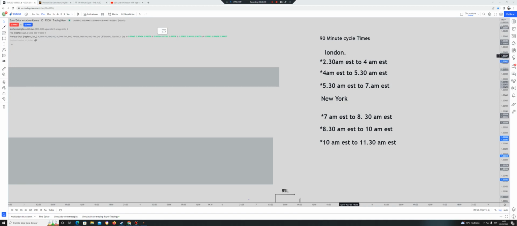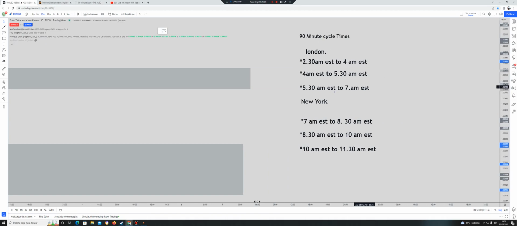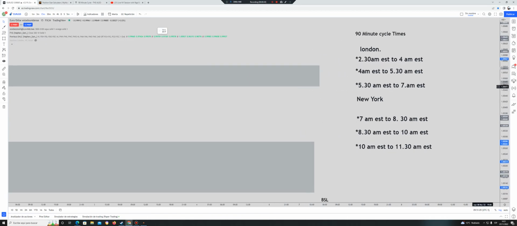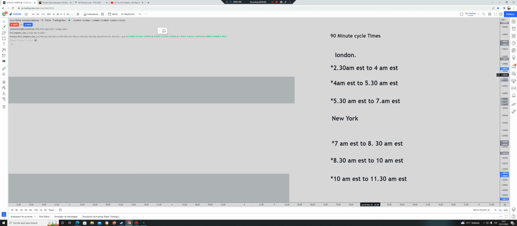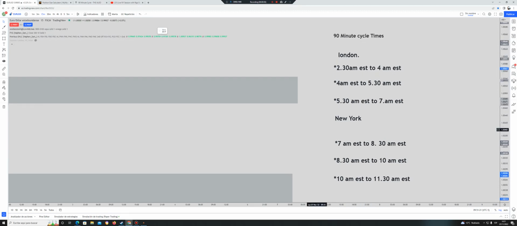These are the 3 London 90-minute cycles: 4 AM to 5:30 AM, 5:30 AM to 7 AM. 7 AM, which is the pre-New York Open. Okay, pre-New York session is basically the New York opening price. So then we have New York 7 AM to 8:30 AM, 8:30 AM to 10 AM, 10 AM to 11:30 AM. So these are the 3 for London, and these are the 3 for New York.